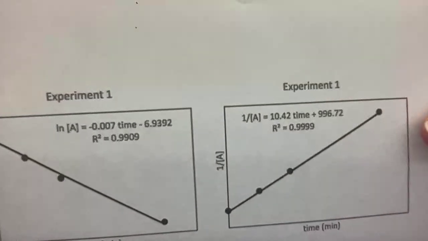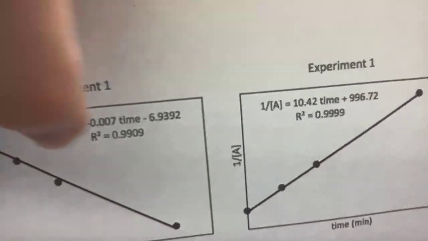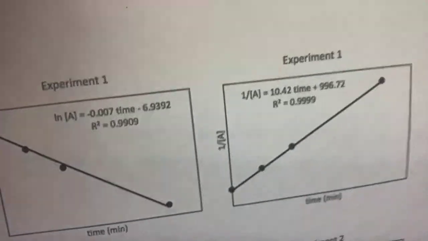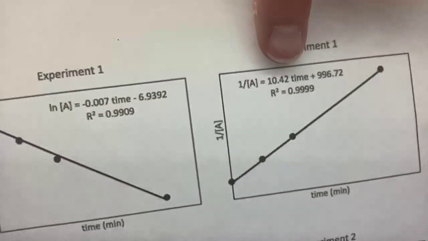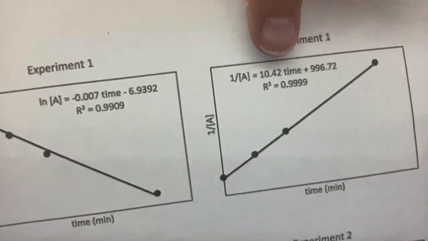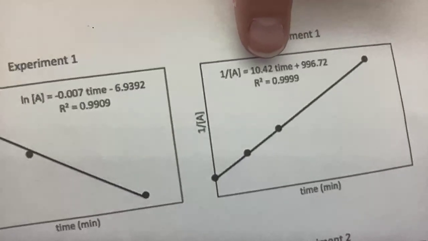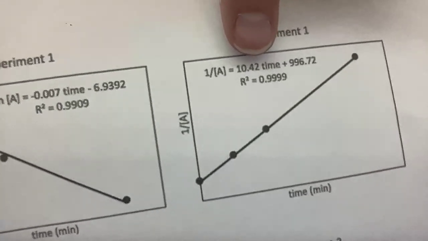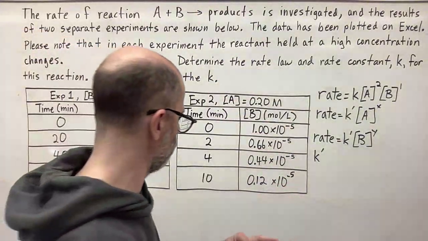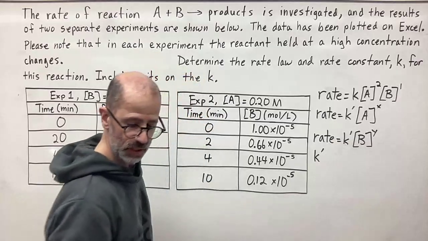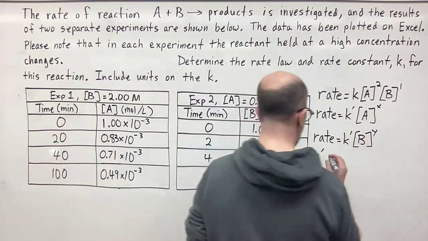So right there is the slope. That 10.42 is your rate law constant, your pseudo rate law constant. So we can use that. So 10.42, that's going to be equal to... So let's write this out.